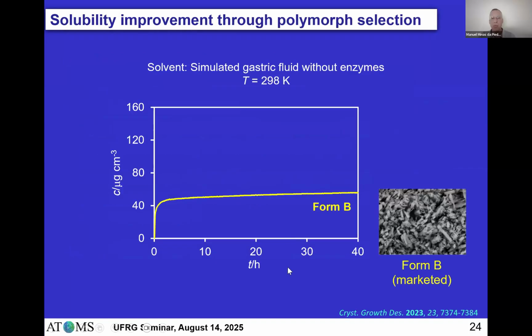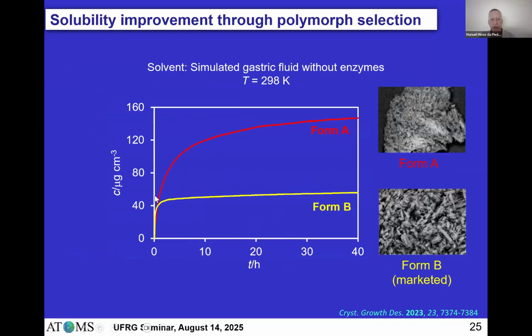Now, what Gabriel found was that he determined the solubility curve of form B, which was the market form. But then he tried to study also form A, and what he found is that form A is much more soluble than form B.